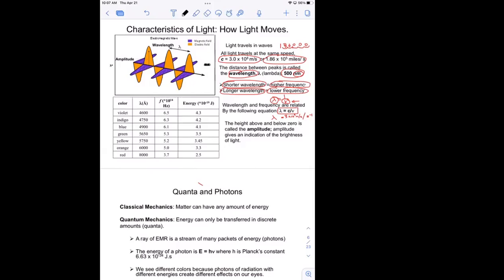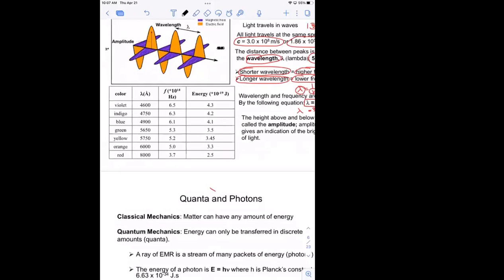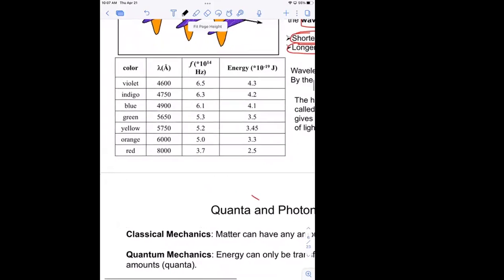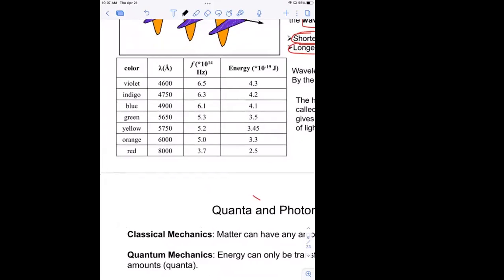But so the wavelength is the distance between peaks of a wave, and the frequency is the number of times that particular peak passes a point. So that's why it's measured in hertz or reciprocal seconds, and then wavelength is actually measured in nanometers because it is a distance. So on the table here, which is in the handout, this is the visible spectrum. So this is the light that we can actually see.